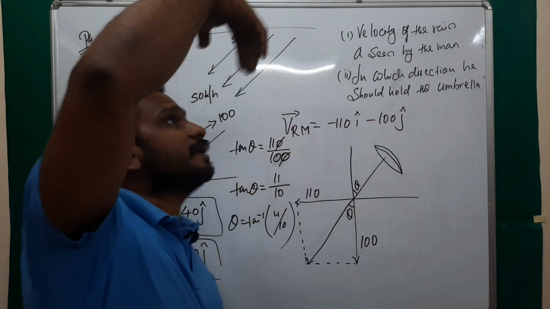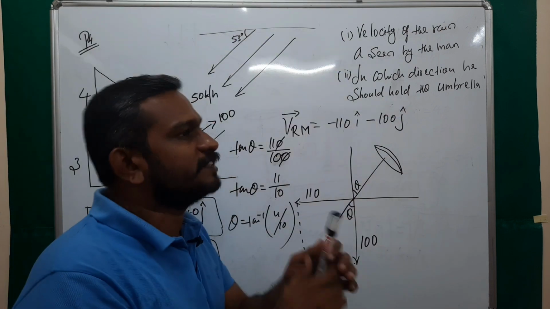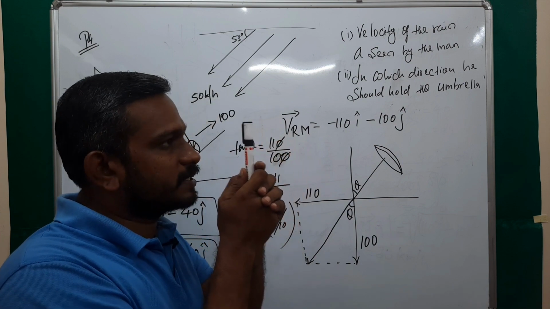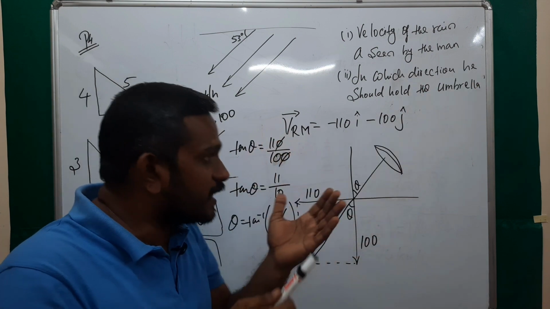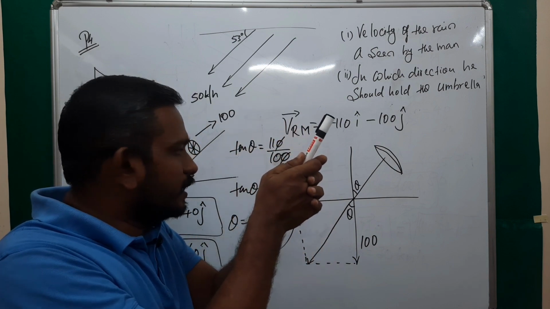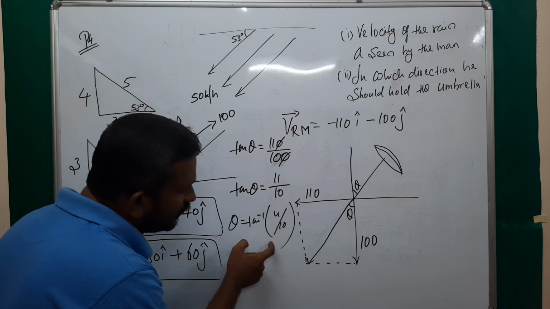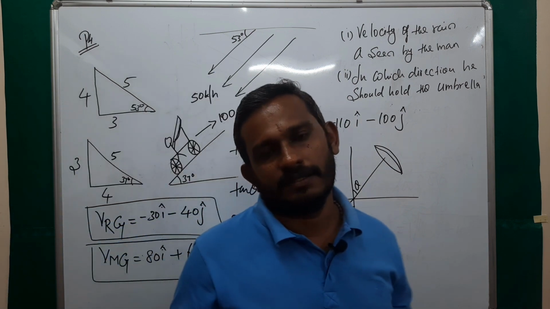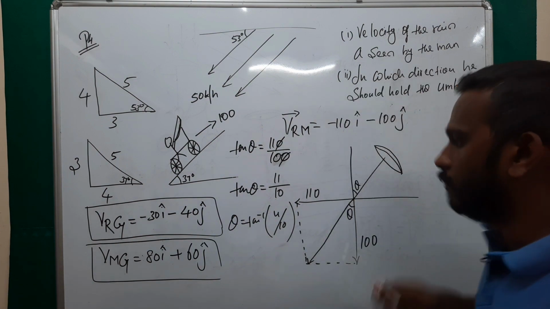If the rain is coming vertically downwards, he has to hold the umbrella like this. If the rain is coming in this direction, he has to tilt the umbrella. How much angle? Tan inverse of 11 by 10. That is the answer.